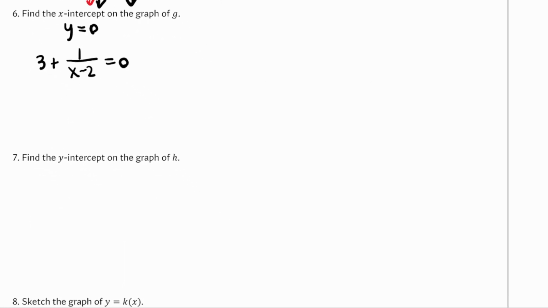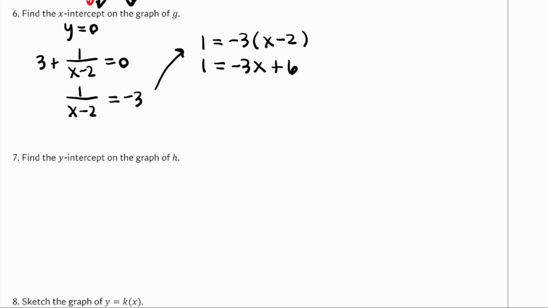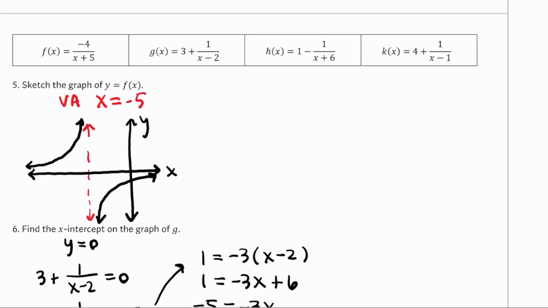I'm going to say, all right, maybe subtract 3 from both sides. And multiply both sides by x minus 2. So 1 will equal negative 3 times x minus 2. And 1 equals negative 3x plus 6. I'll subtract the 6. Maybe divide by negative 3, and I'll get negative 5 divided by negative 3. That's 5/3. So x equals 5/3.